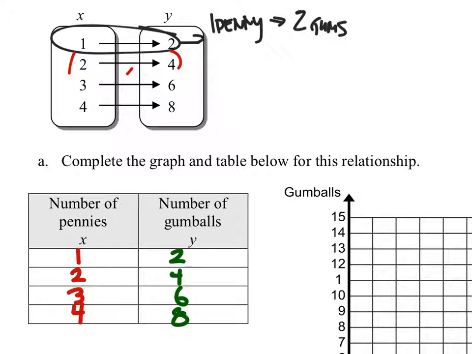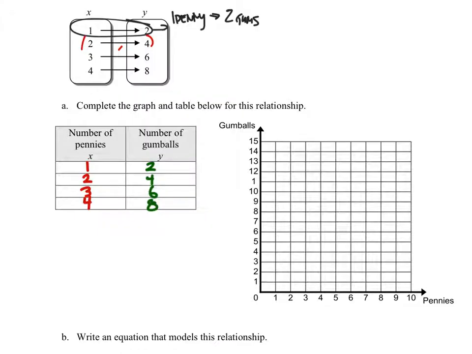Well, that's nice of them to label the axes for us on the graph. So on this graph, let's go and graph these points. We got 1, 2. I guess it'd be more like right there. 2 and 4, 3 and 6, 4 and 8.